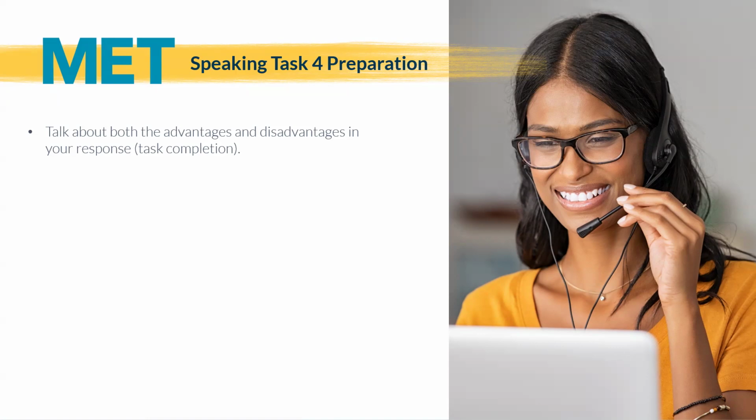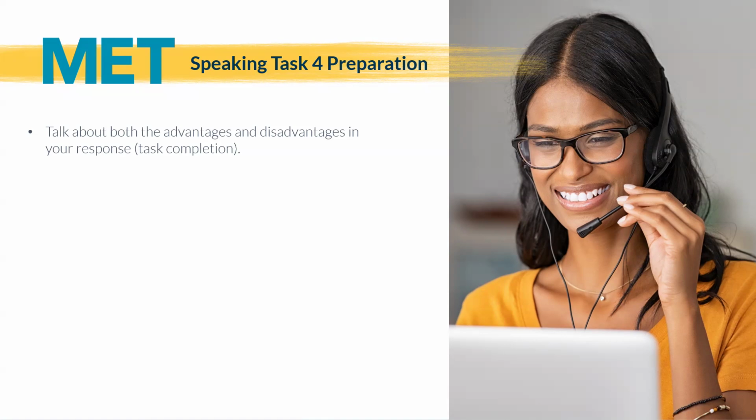It's not enough to just say there are some advantages, but etc. You need to say what those advantages or disadvantages are, and you need to mention both sides, not just talk about one angle of it. And that will help you to maximize your score for task completion. That way you're going to make sure you're really completing the task.